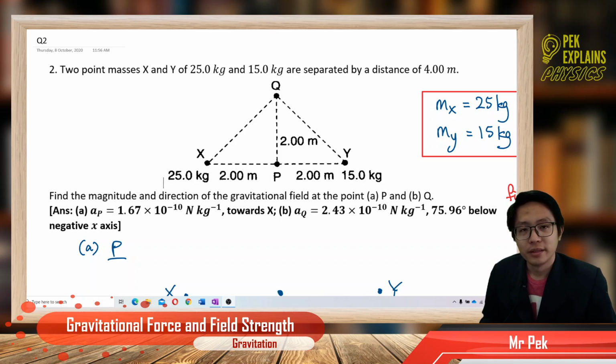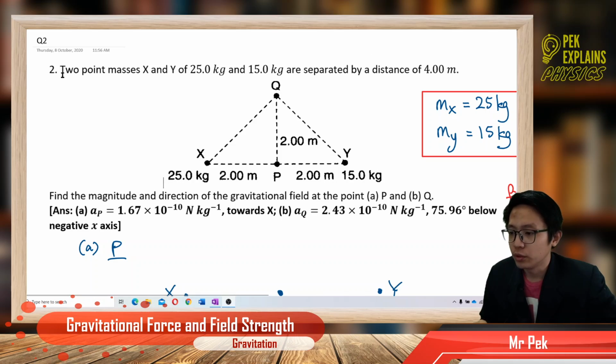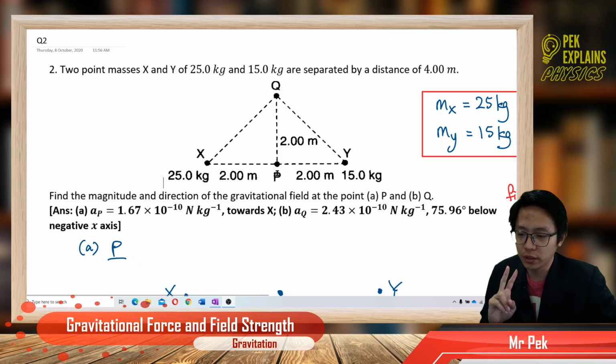Hi everyone. Now let us continue with the second question in gravitational force and field strength. Two point masses X and Y of 25 kg and 15 kg are separated by a distance of 4 meters. Find the magnitude and direction of the gravitational field at points P and Q.